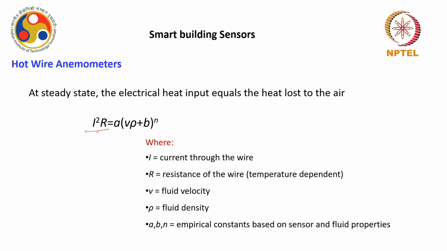So, I square R is the electrical heating provided to the wire of resistance R. I square R is the heat supply, and this is equal to A V into rho plus B, and this is to the power n. Where I is the current flowing through this wire, R is the resistance, V is the velocity of the air, and rho is the density of the air. A, B and n, these three are empirical constants based on the sensor and the air properties.